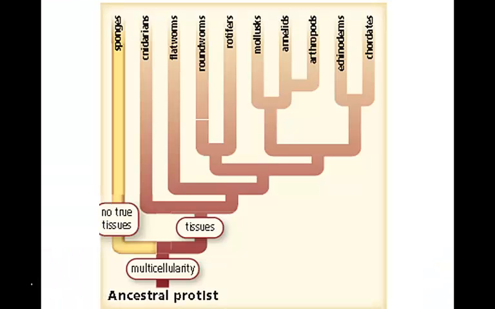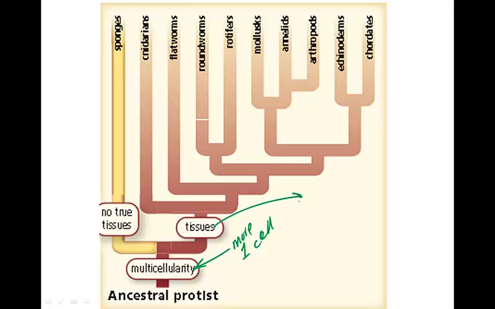Simple animals. Sponges, like all other animals, exhibit multicellularity, meaning that there's more than one cell. Our major difference between sponges and the other animals that we see in the animal kingdom is that sponges have no true tissues.